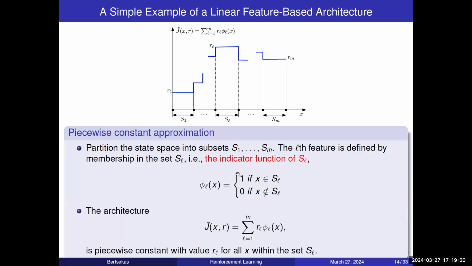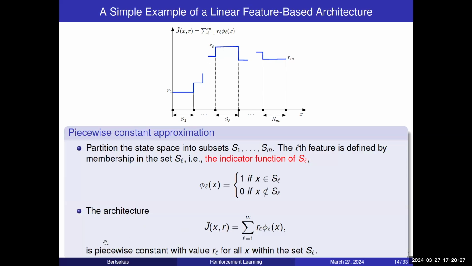Given this feature, the corresponding linear feature-based cost function approximation would look like this, whereby we combine the weighted sum of those linear features. For all the states that belong to this subset SL, the cost is determined by the corresponding component of the parameter. So it's piecewise constant and kind of staircase.